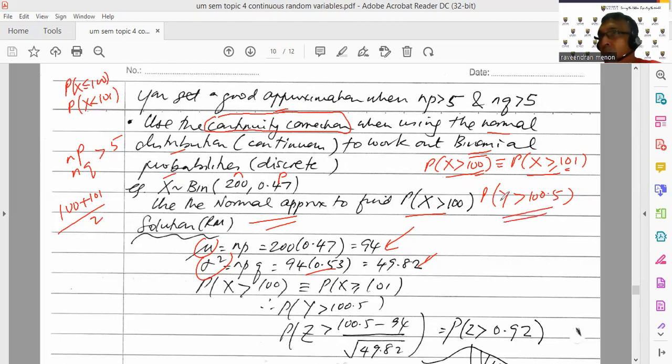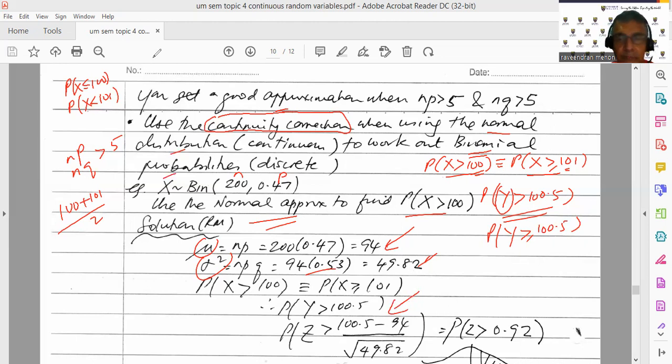When you start with Y, you don't have to worry about bigger than or equals to or less than or equals to. You know why? Because this is a normal random variable, so it's a continuous random variable. It doesn't make any difference if you put it like this or like this. No difference to your answers. Okay, so the rest of it is the same.